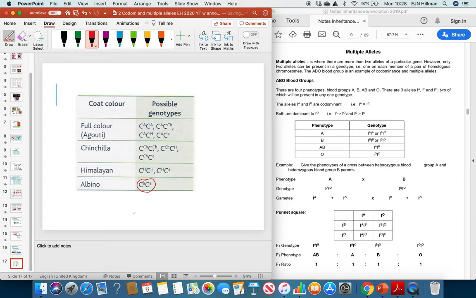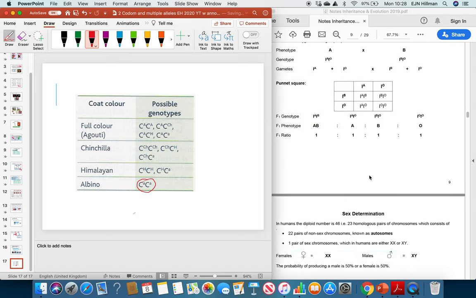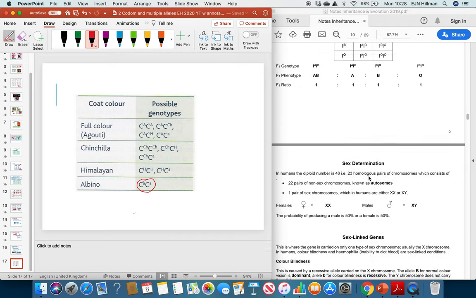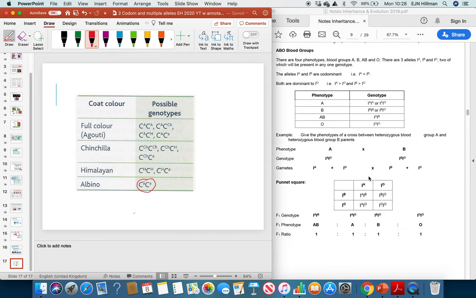Okay, I think that's everything I'll do on codominance and multiple alleles. I will also upload a video of me completing a question that involves codominance and multiple alleles from the question booklet. If you've got any questions, feel free to email me and I'll do my best to get back to you.